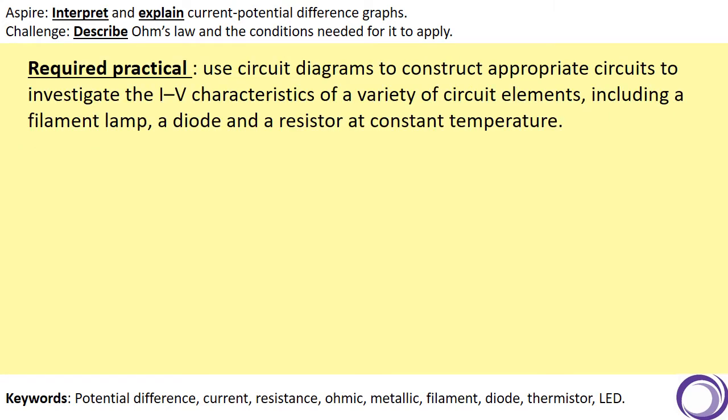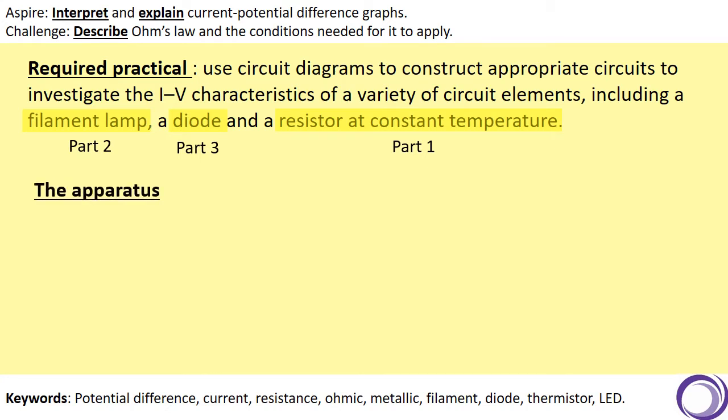So this is straight out of the specification. The required practical is use circuit diagrams to construct appropriate circuits to investigate the IV, that's current voltage, characteristics of a variety of circuit elements, including filament lamp, diode and resistor. So there's 3 that we're going to do. First one that I'm going to do is the resistor at constant temperature. Then I'm going to do the filament lamp. Then I'm going to do the diode.